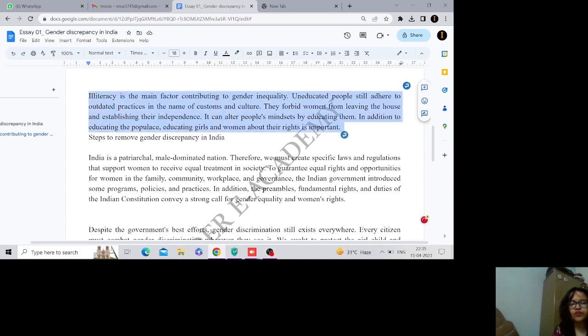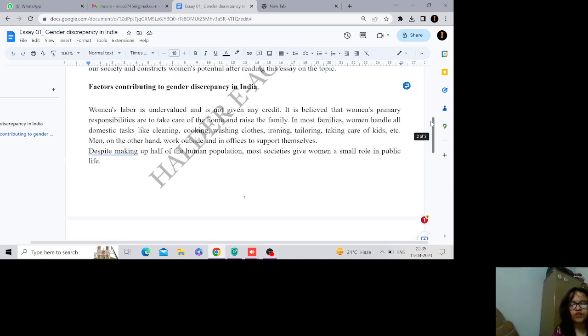Illiteracy is the main factor contributing to gender inequality. Basically, we are mentioning the factors contributing to gender discrimination in India. We have mentioned that women are not getting the value that they should get. They have to manage several other household jobs. They don't have the liberty to work outside. They have to remain content with a small role in public life.